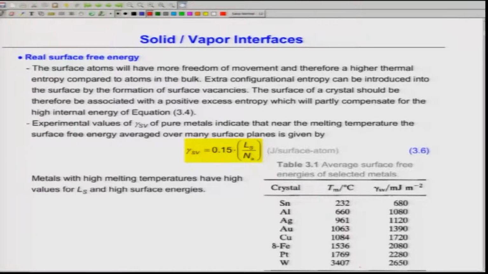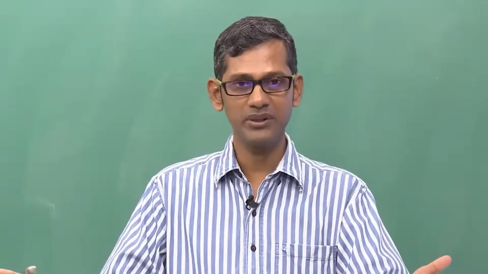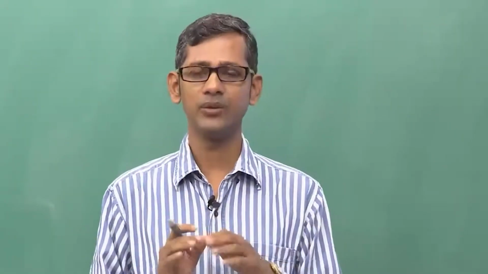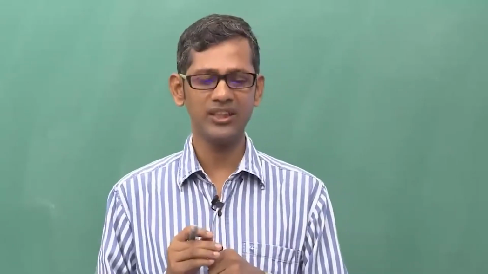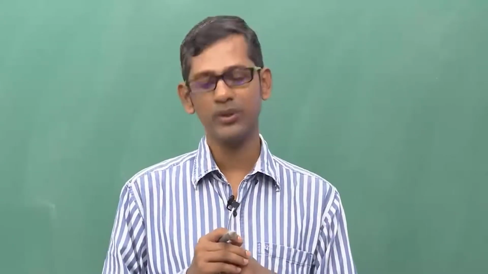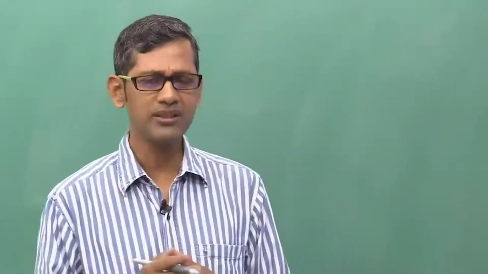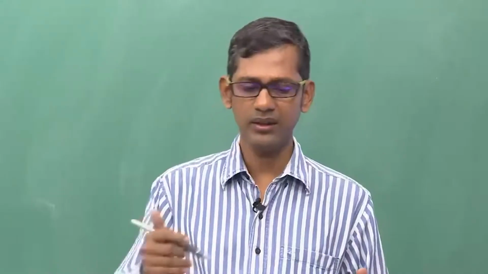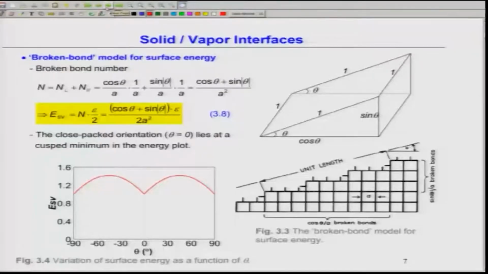Tungsten has the highest melting temperature, about 3400 degrees Celsius, and it has the highest value, 2650 millijoule per meter square, for the solid-vapor interfacial energy. So it is obvious that the higher the melting temperature, the higher the bond energies, and the higher the value of solid-vapor interfacial energy. So it is very easy to deal with solid-vapor interfaces. You can clearly see that simply by considering a broken bond model like this we can get these values. Obviously the model overestimates a little bit, but that can be accepted in the real world, correct.